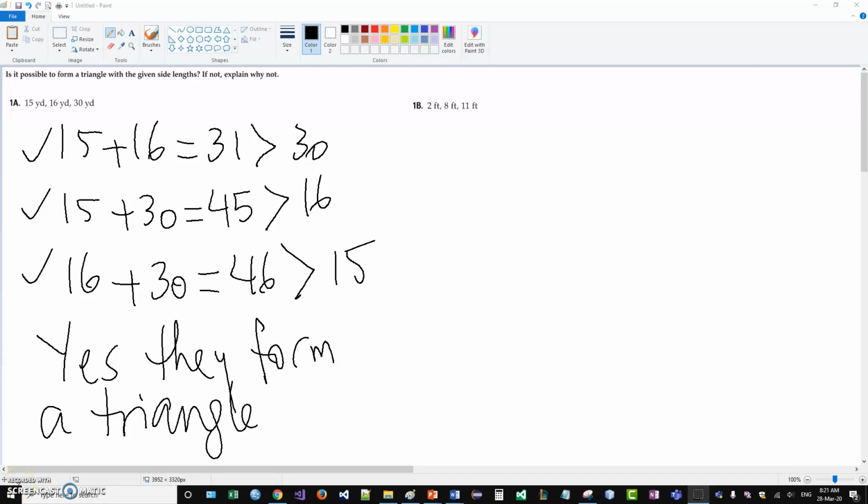Let's look at the second example, 1B. We have three sides. Their lengths are 2, 8, and 11. Again, we're going to use the Triangle Inequality Theorem. Let's start with the first two sides. So 2 plus 8 equals 10. Is that greater than 11? No. So these sides do not form a triangle.